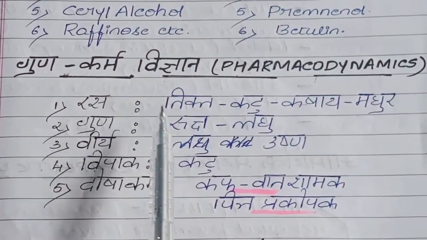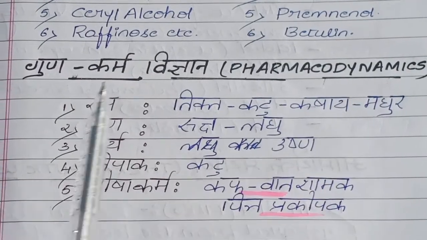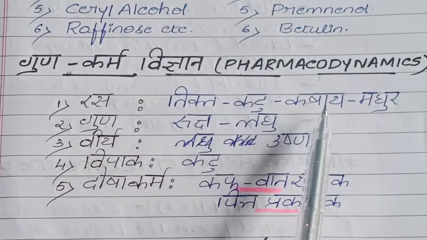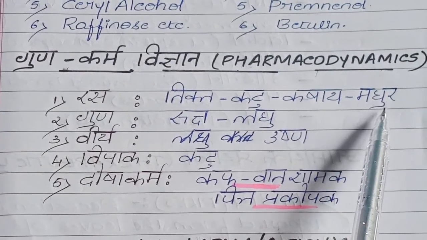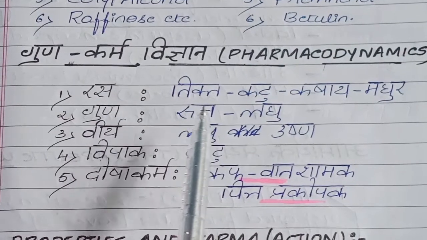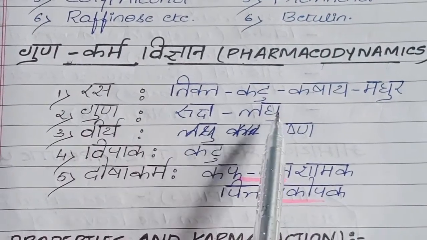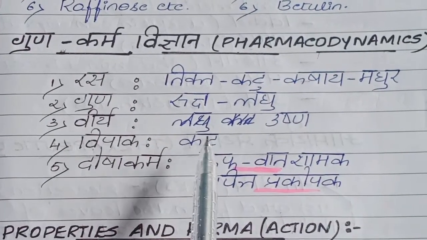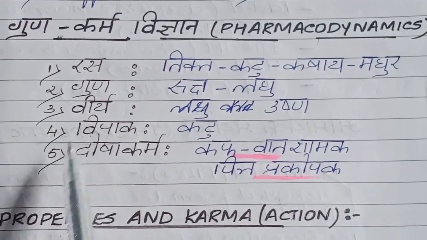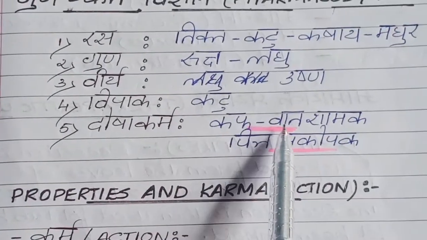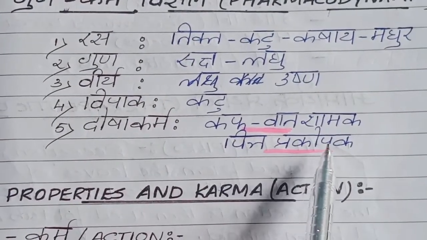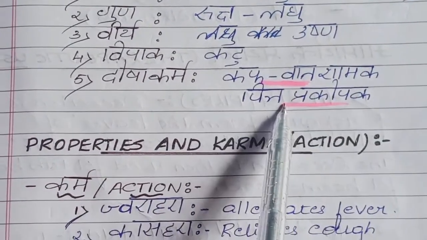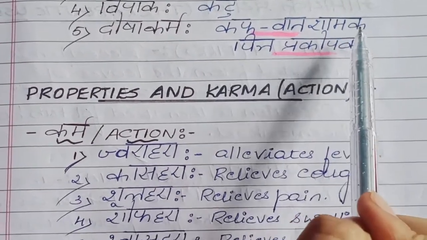Coming to Gunakarma Vijnana, that is pharmacodynamics. Rasa: tikta, bitter, katu, pungent, kashaya, astringent and madhura, sweet in taste. Guna: ruksha and laghu, dry and light. Virya: ushna virya, hot in potency. Vipaka: katu vipaka, that is pungent. Therefore, the dosha karma of the drug is kapha and vata shamaka and pitta prakopaka. Due to tikta, laghu, ushna, ruksha gunas, it is pitta prakopaka and kapha and vata shamaka.